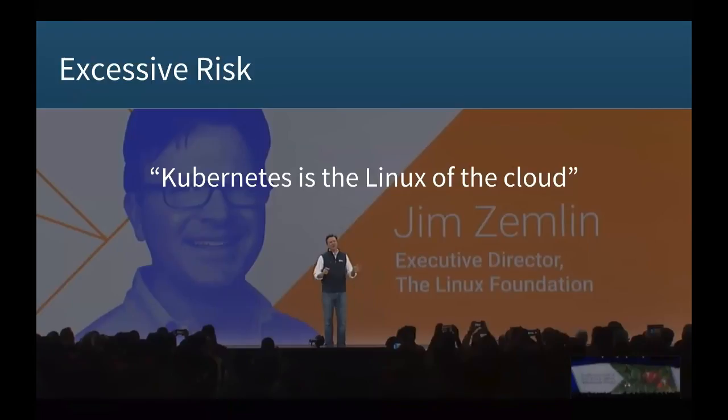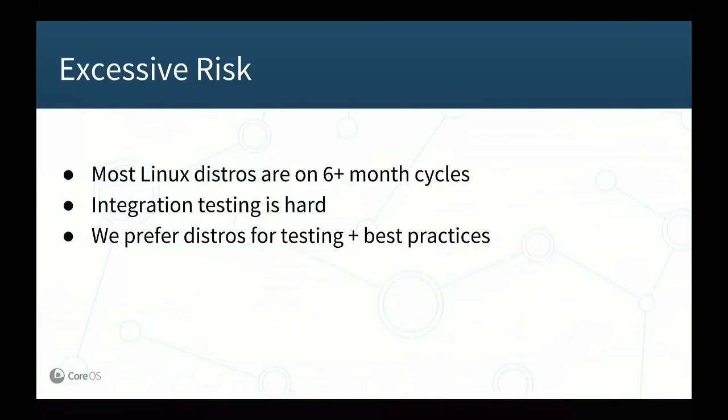I think most of us like to use a version of Linux that has been tested well and works. We could compile our own kernel. It's not too hard. But we use this integrated, well-functioning version of Linux. And that's because integration testing is actually really hard. When you look at the complexity of Linux, most Linux distributions that we use are on 6-month or more type release cycles.